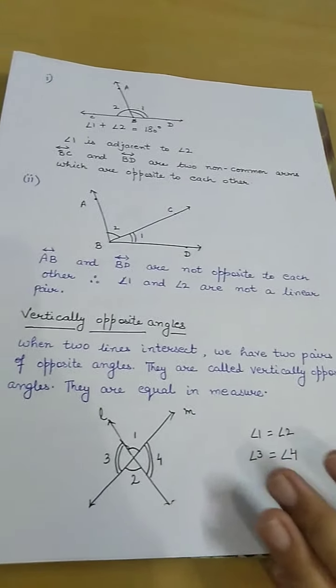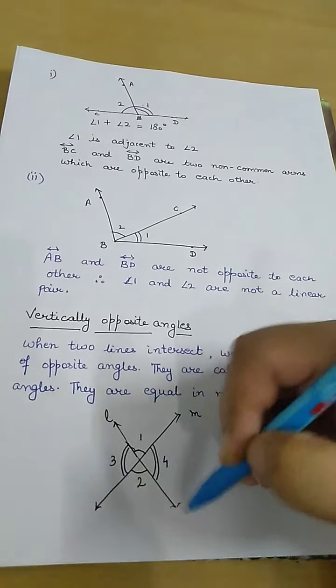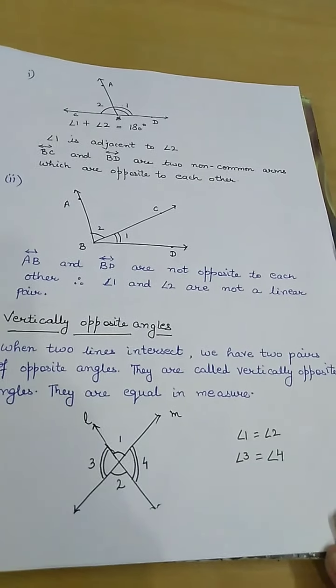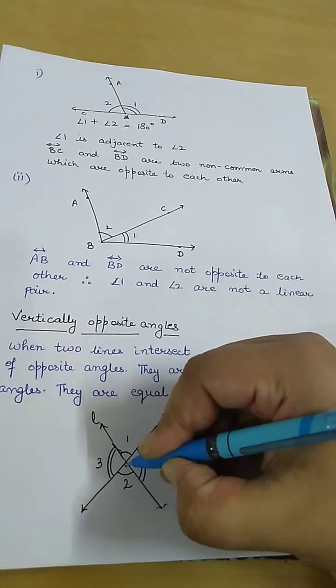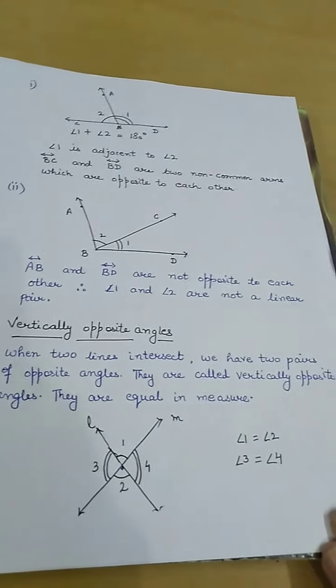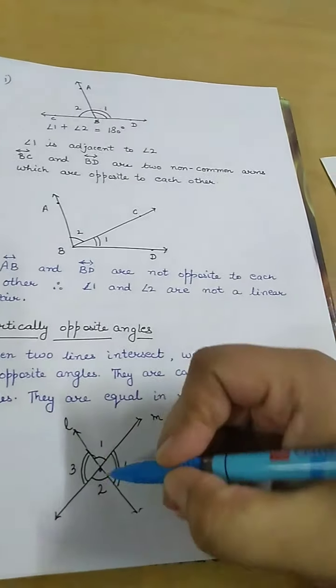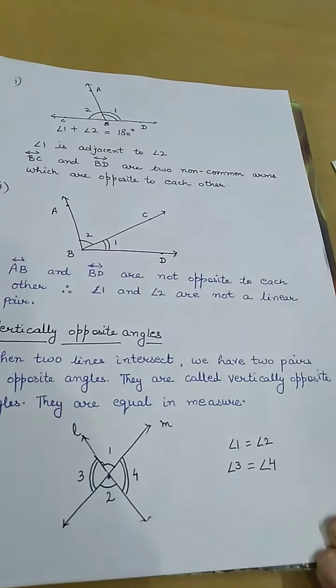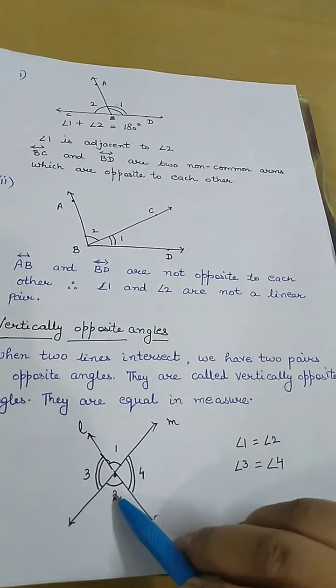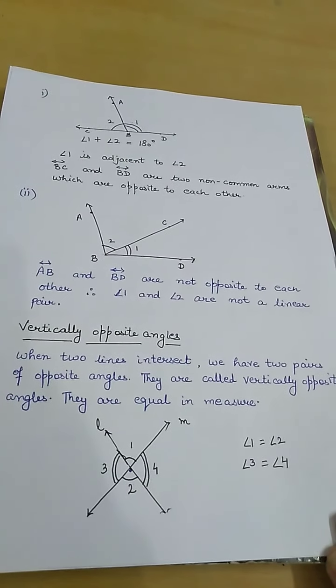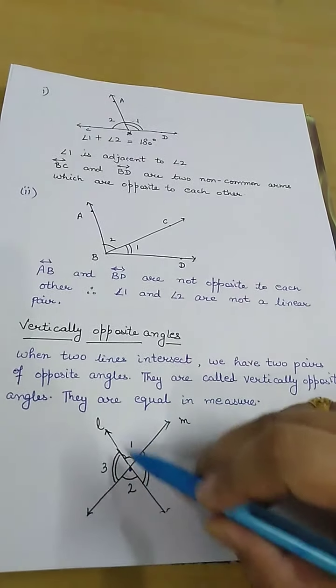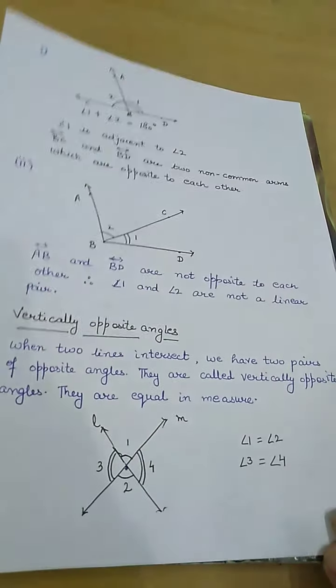Now what are vertically opposite angles? Suppose these two lines LM meet here at one common point, that is O. Now the angles made on the opposite sides, see here, angle 1 and angle 2 are opposite to each other. Angle 3 and angle 4 are also opposite to each other. You can measure with the help of a protractor that they are always equal.